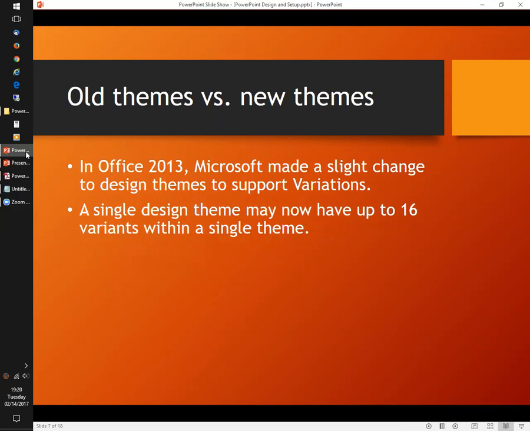Now, the themes were in 2007, the themes were in 2010, but in Office 2013, Microsoft made a slight change to how themes work, specifically for PowerPoint. And what they did is they added support for something called theme variations. I feel like we're getting into musical terms here, right? Theme and variations. Basically now, a theme in PowerPoint may have up to 16 different variants or variations.